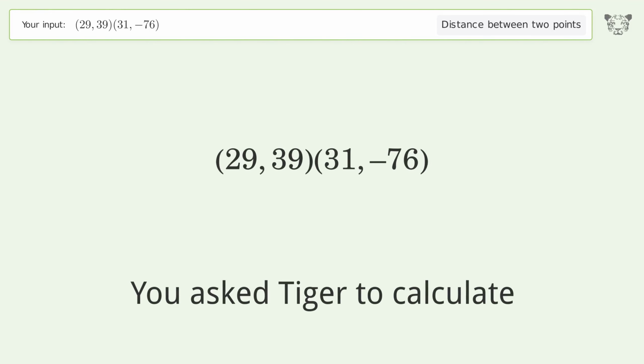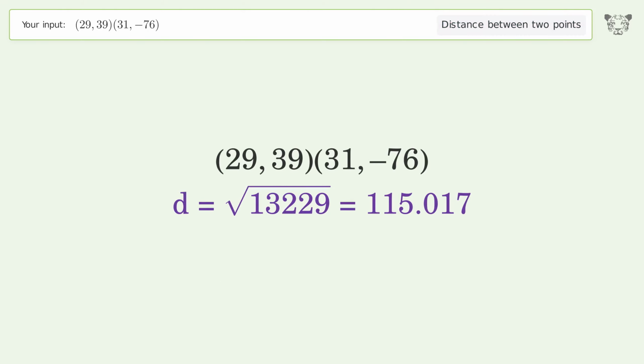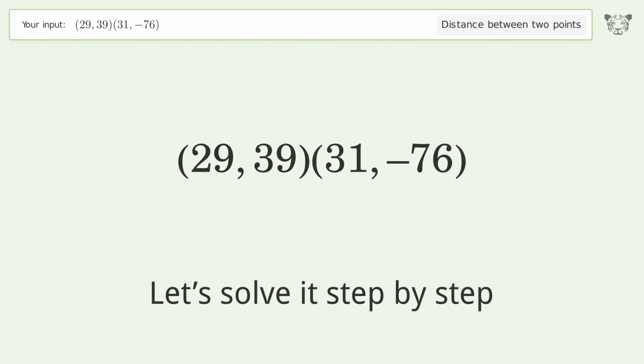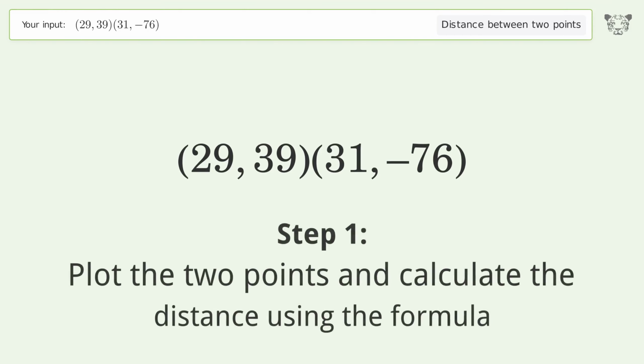You ask Tiger to calculate. This deals with the distance between 2 points. The distance between the 2 points is the square root of 13,229, or 115.017. Let's solve it step by step. Plot the 2 points and calculate the distance using the formula.